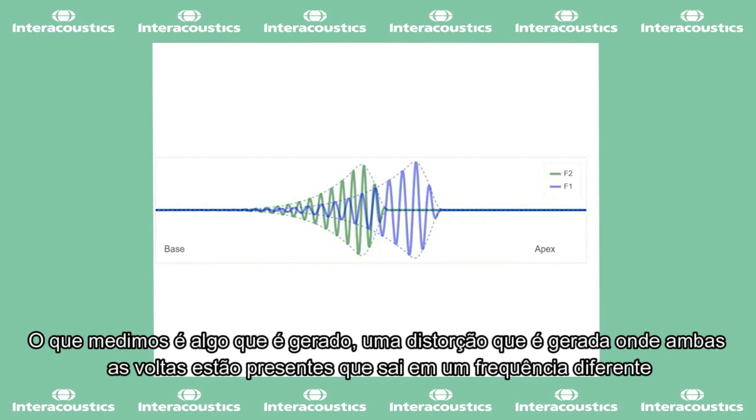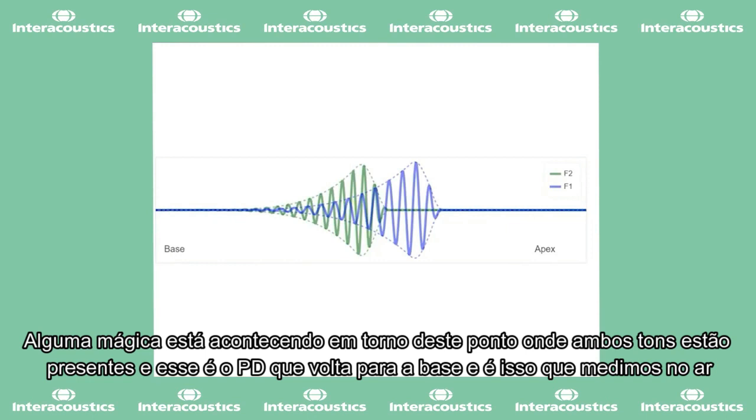And what we measure is something that's generated, a distortion that's generated where both of those tones are present, that comes out at a different frequency. So some magic is happening at around this point where both of those tones are present. And that is the DP that then comes back down towards the base, and that's what we measure in the ear.